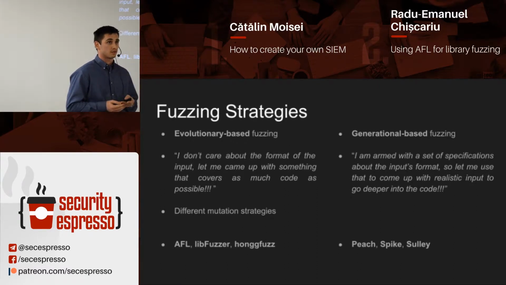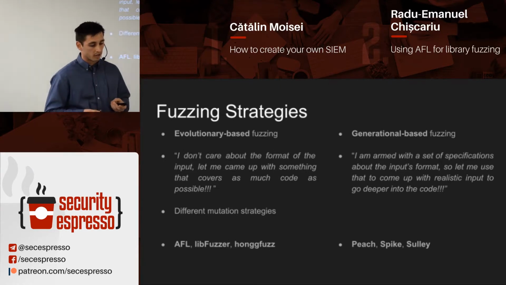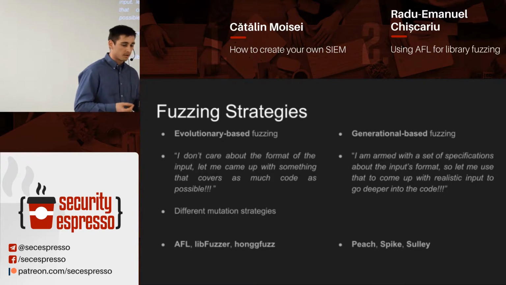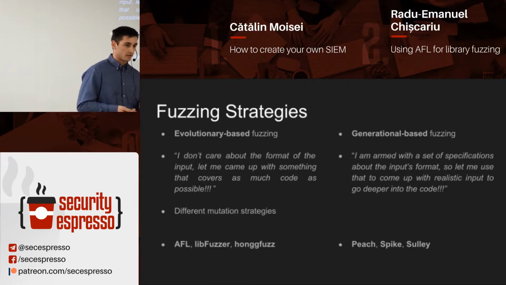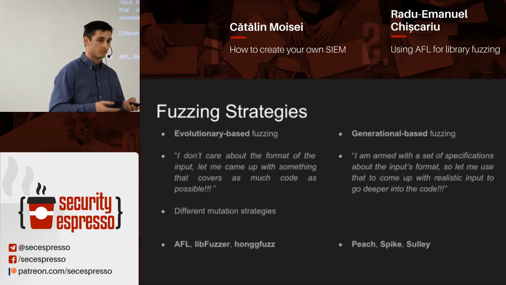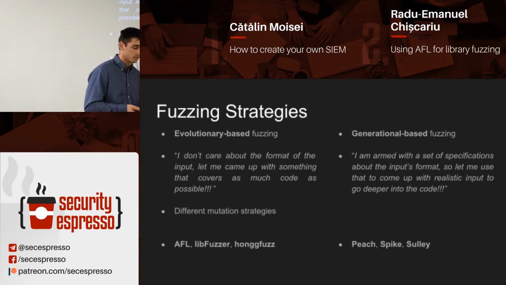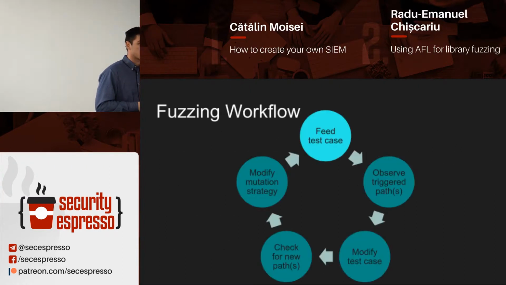This approach is opposed to generational based fuzzing, in which we come up with an input for the fuzzer by respecting a certain set of rules. So we say, please don't fuzz that because this is important, for example a set of magic bytes for the file format, but fuzz this and come up with an input. And the idea here is to reach further into the code because we respect the specification of the file format, and maybe reach more interesting corner cases.